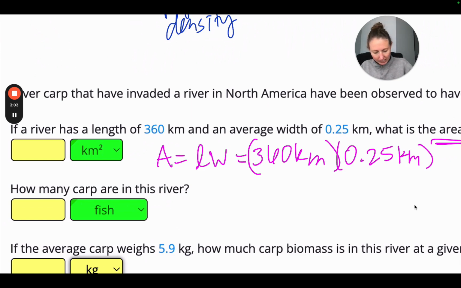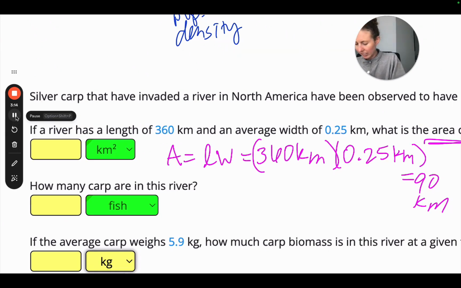So 360 times 0.25, and I get 90 kilometers squared. Okay, 90 kilometers squared. So that goes in this blank. And then how many carp are in the river?